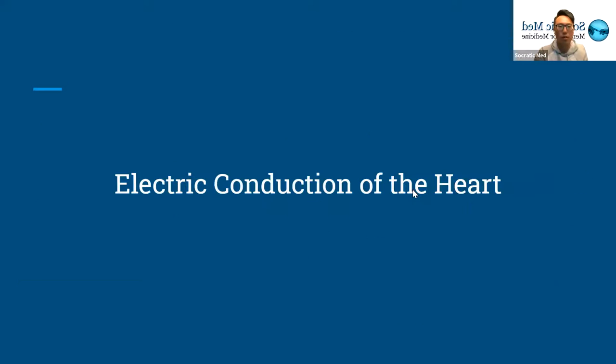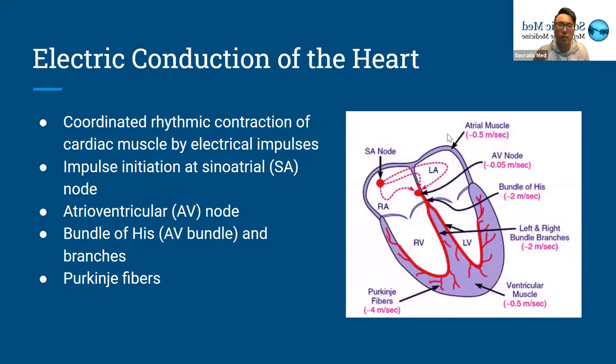All right, I'm gonna move on to the next slide. So I'm gonna go over the electric conduction of the heart, so how the heart uses electric signals to pump the blood and how a heartbeat works. So the electrical conduction of the heart: the heart pumps the blood via coordinated rhythmic contractions of cardiac muscle by electrical impulses.